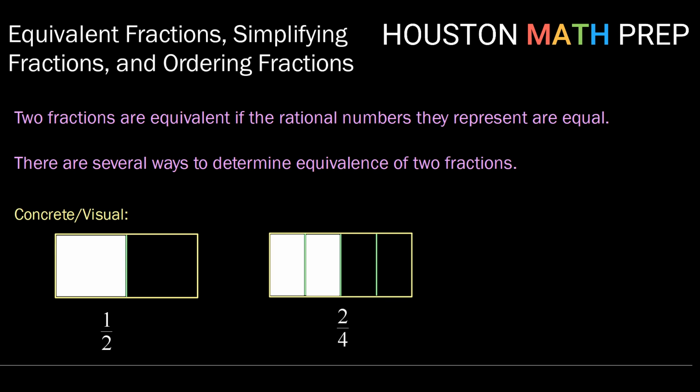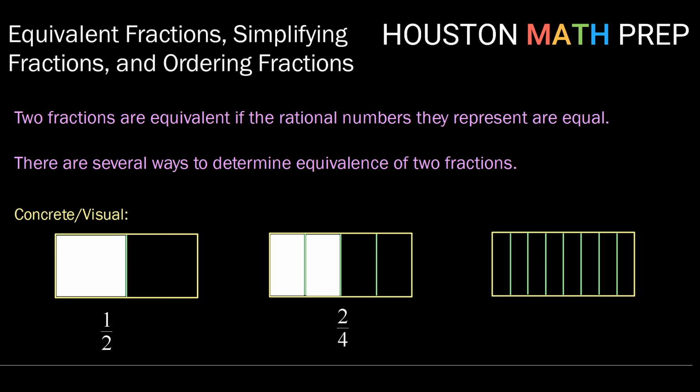We could continue this process, taking that same shape that is currently broken into 4 equal pieces, now breaking it into 8 equal pieces. How many of those 8 equal pieces would need to be shaded to have the same area as 1/2 or 2/4? Well, for that we would need to shade 4 out of those 8 equal pieces. So therefore, 4/8, 2/4, and 1/2 are all equivalent fractions.